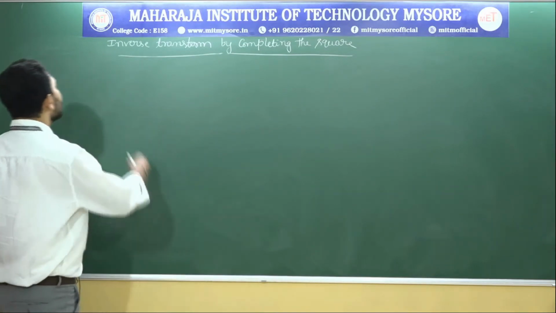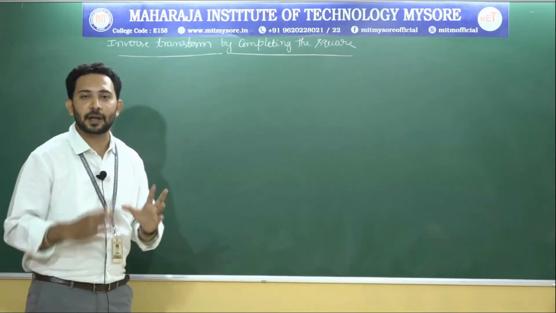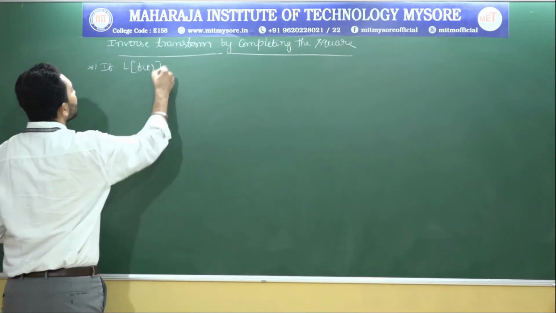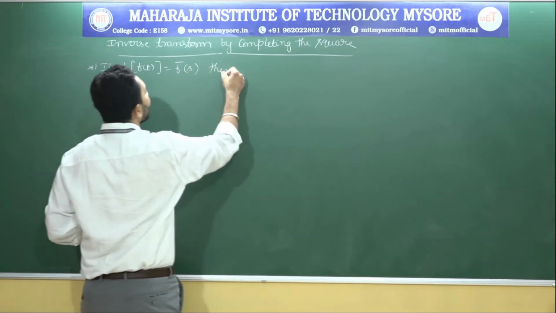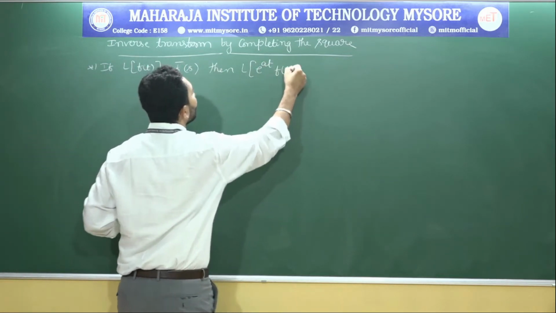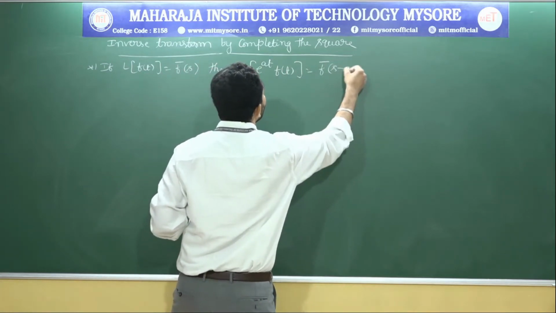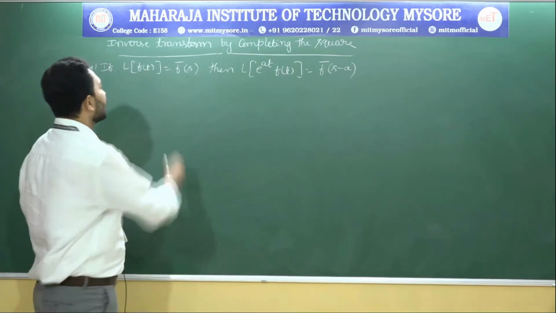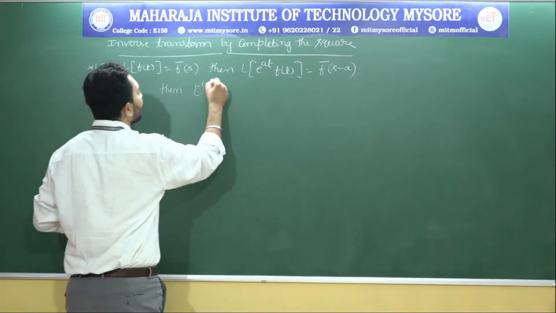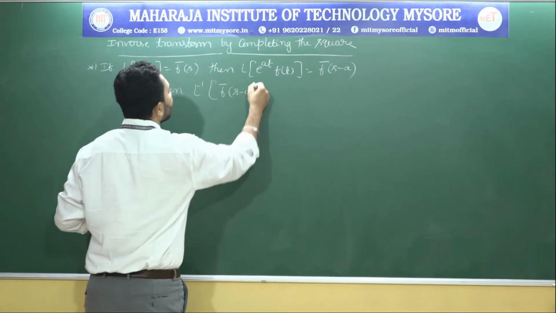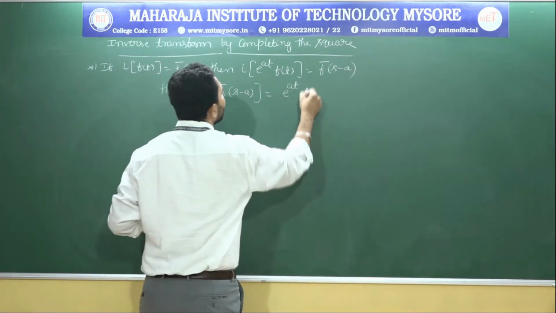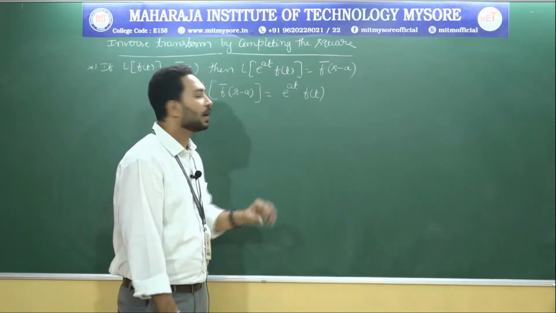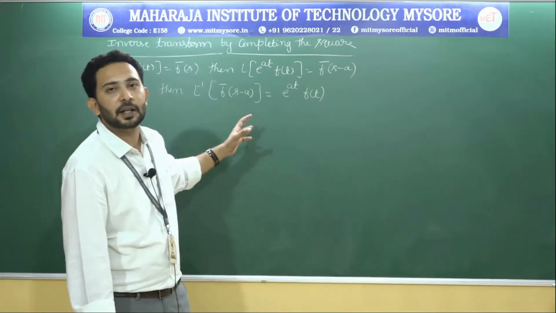Completing the square method means we have to write the shifting property of Laplace transformation. What is the shifting property? If L of f of t equals f bar s, then Laplace of e power at into f of t is f bar of s minus a. By using this, if L inverse of f bar s is f of t, then L inverse of f bar s minus a equals e power at into f of t. Similarly, if you have f bar of s plus a, then this will be e power minus at into f of t. Now I am going to solve some problems based on these things.